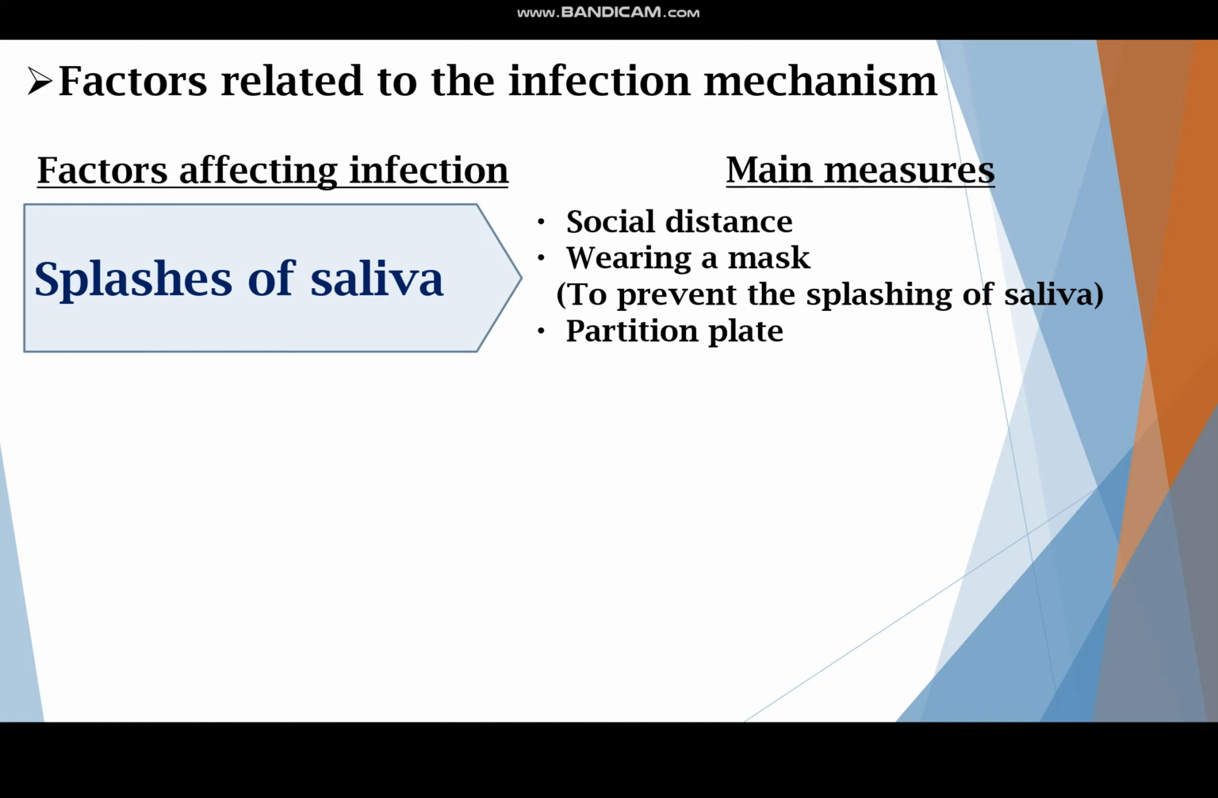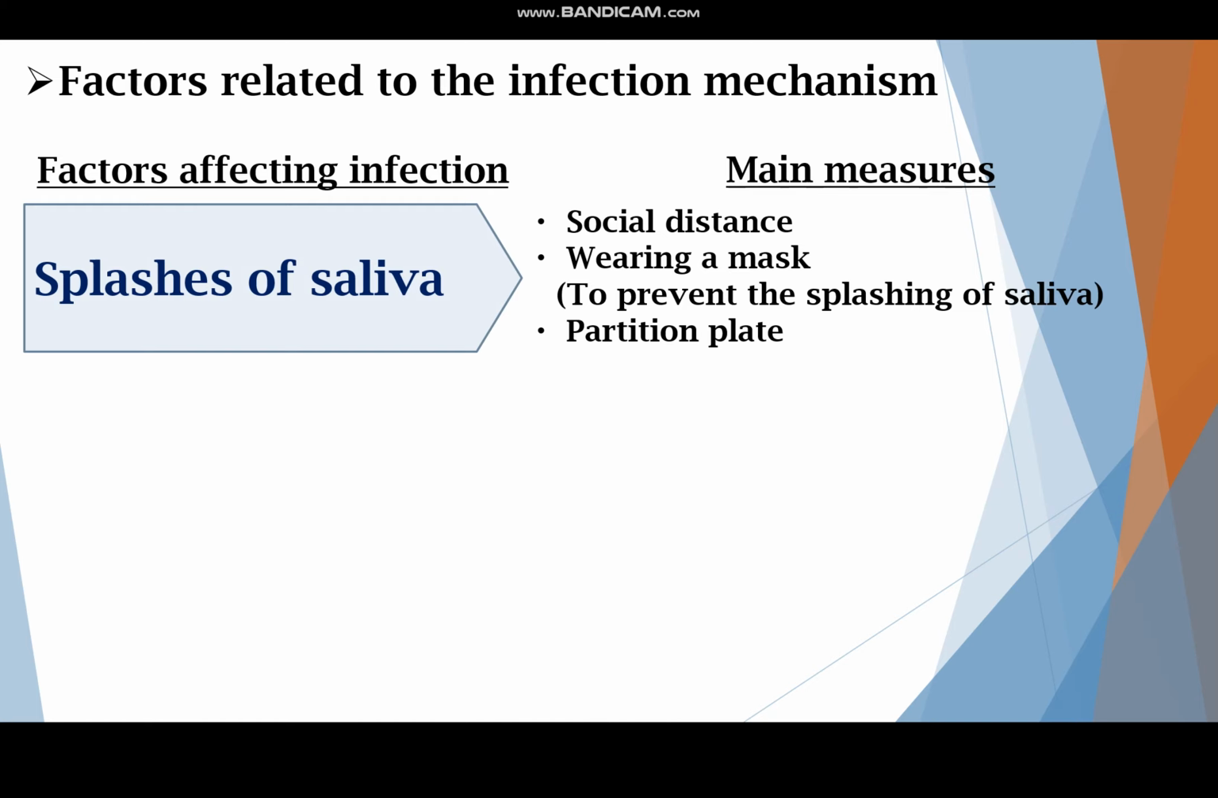In Japan, 2 meters is recommended for social distance, but actually, it is difficult to get exactly 2 meters. So, depending on the situation, keep the distance about 1 meter.